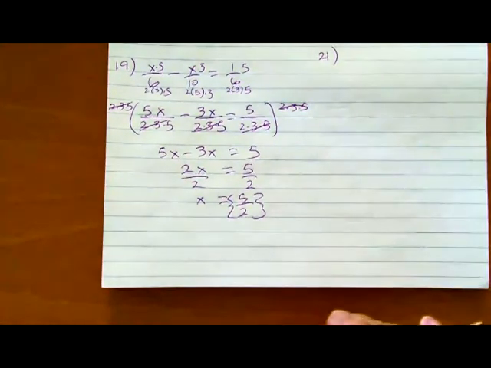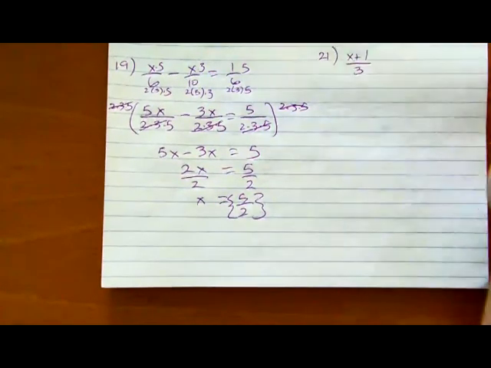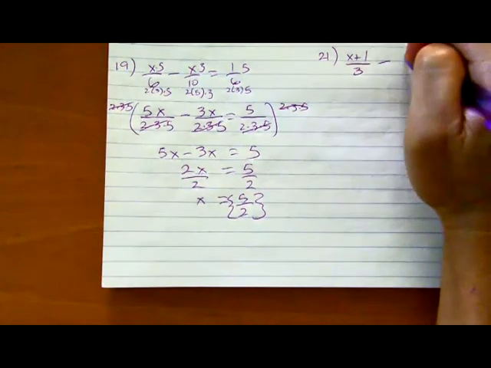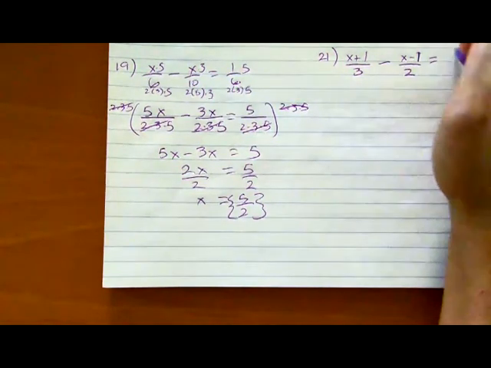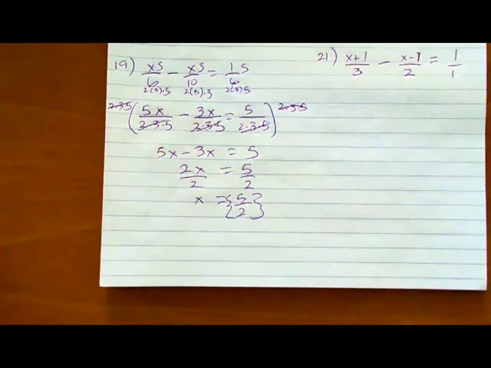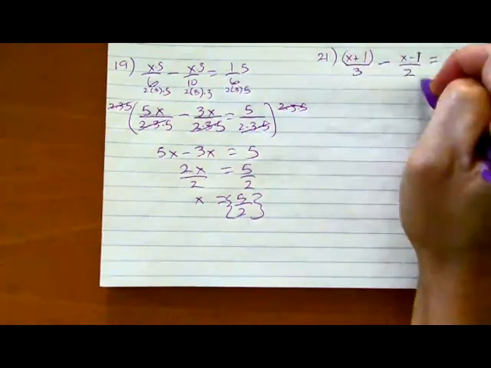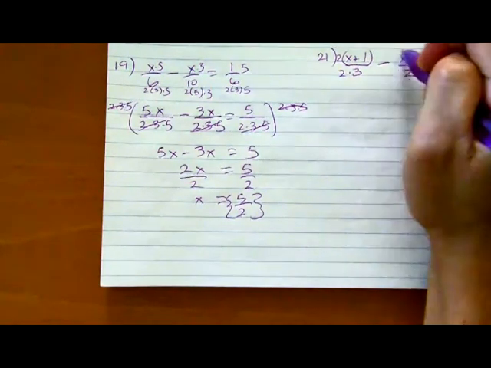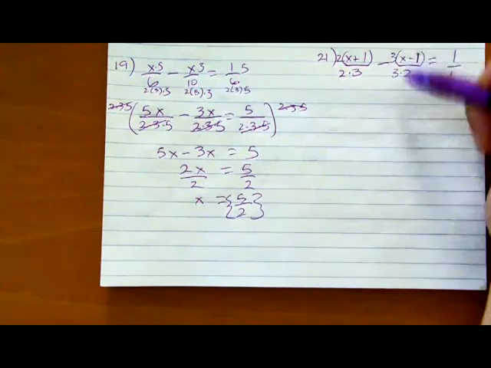Says x plus 1 over 3 minus x minus 1 over 2 equals 1. If it helps, 1 over 1. We need the denominators to match. I'm going to multiply this fraction by 2. It's missing a factor of 2. This fraction is missing a factor of 3. So I multiply top and bottom by 3.